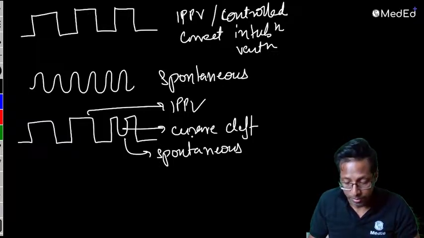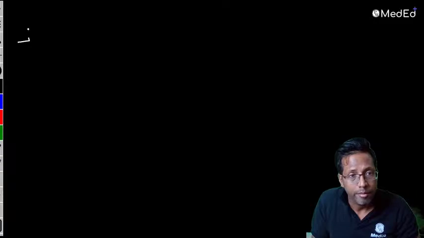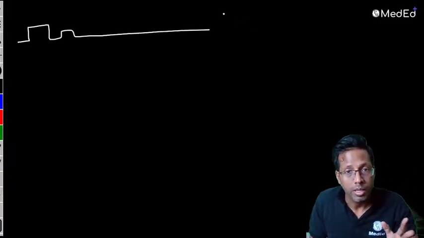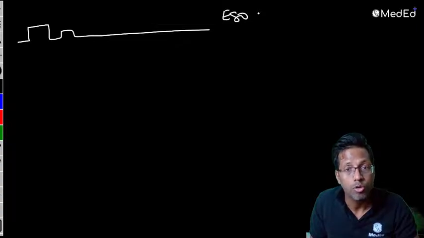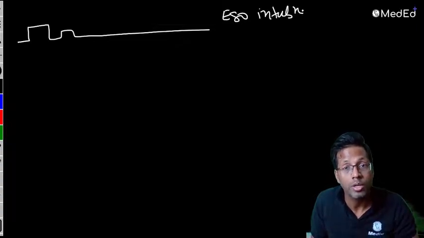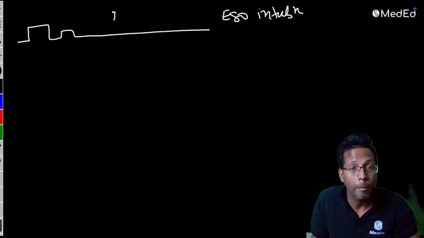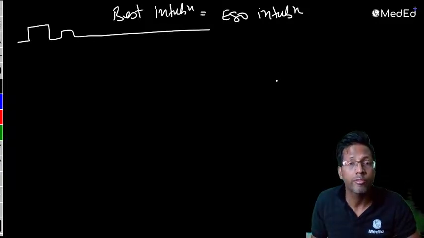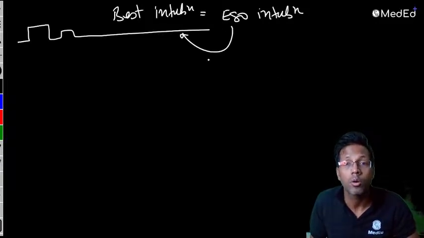Next point. You get a graph suddenly which goes like this. It means carbon dioxide is not coming out, which means this must have gone into the esophagus. Esophageal intubation means wrong intubation. That's why capnography is said to be the best method to detect intubation, because if it goes into the esophagus, you will get no carbon dioxide.